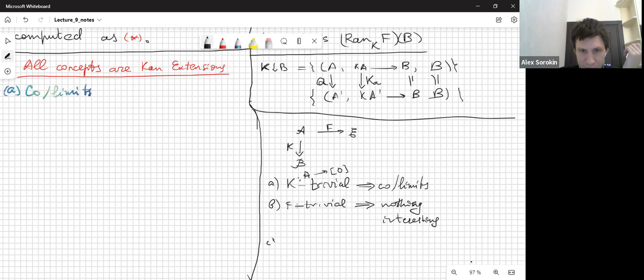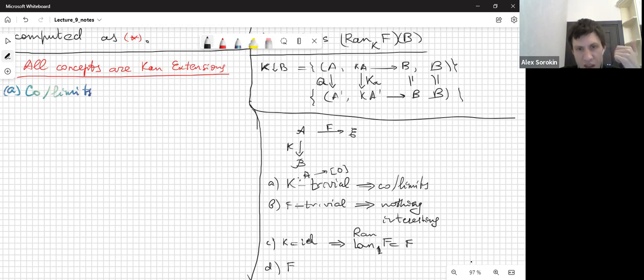Part C. If we have functor K being identity, then we will have that Lan along, sorry, A, that Lan along this identity is identity. So Lan of F, being more precise, is F. So along the identity functor, there is no extension because the extension is the functor itself. Left or right, similar for Lan and for Ran.